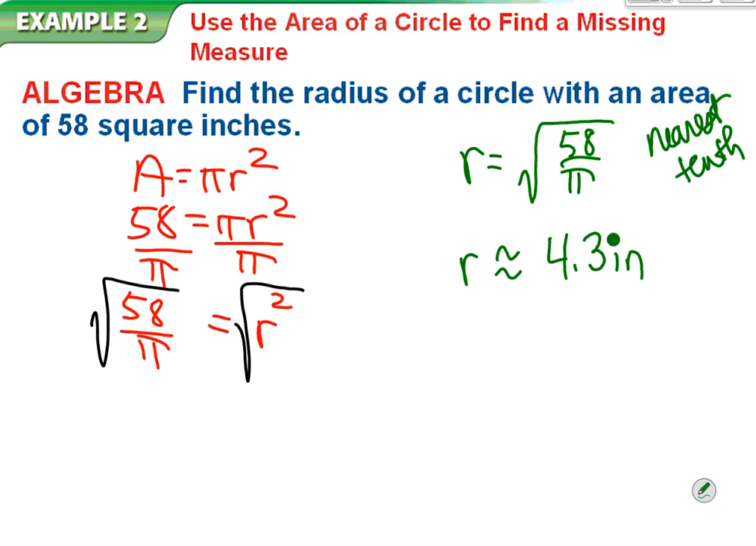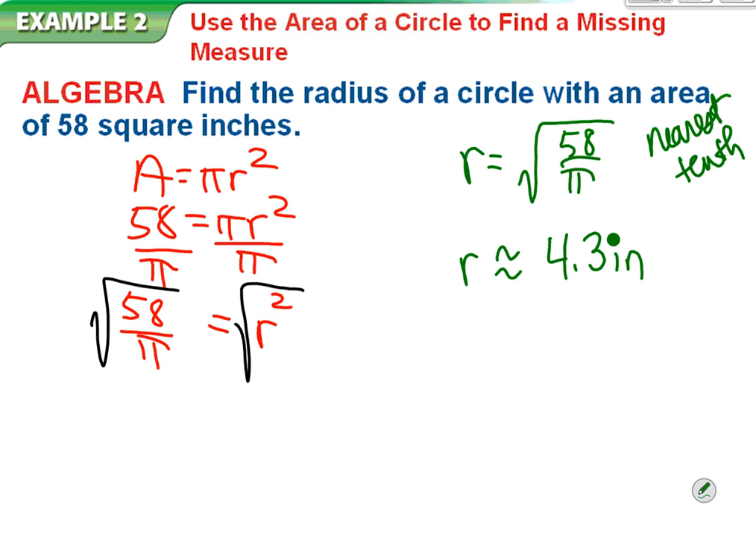And did you use the pi key? Yes, using the pi key. I believe in this one that it's the same to the nearest tenth using 3.14 as well. So that's kind of the basic idea of what's happening here.